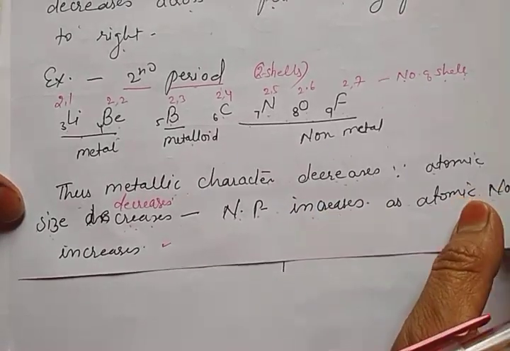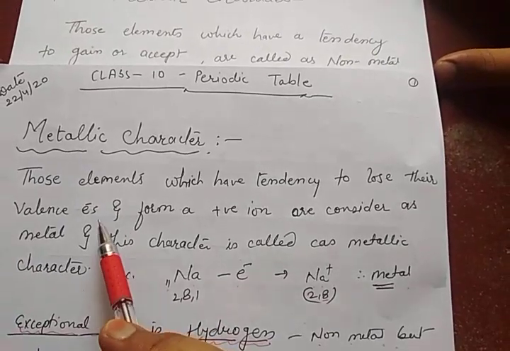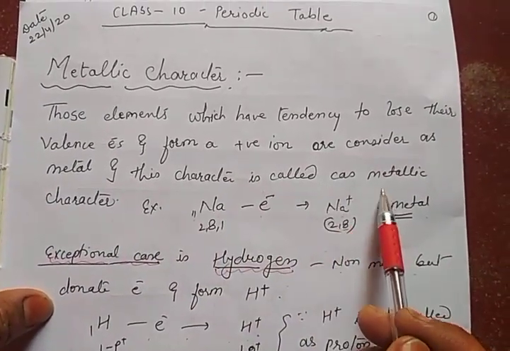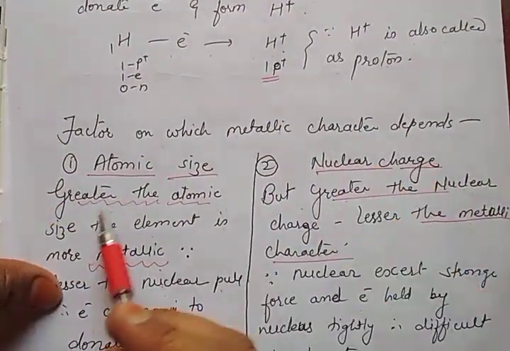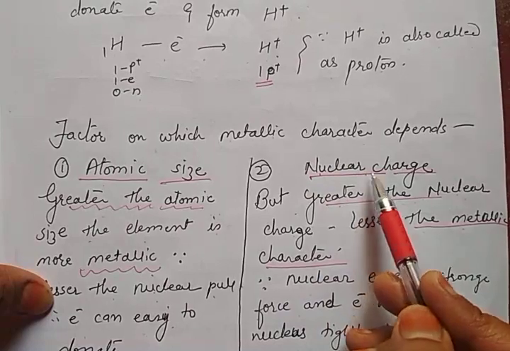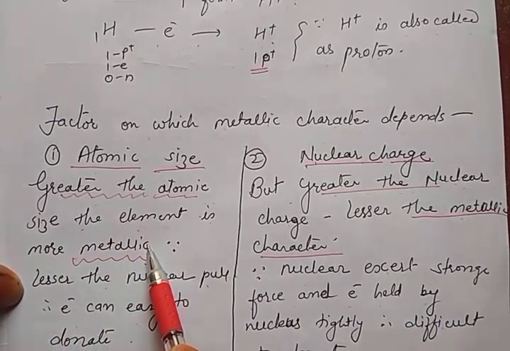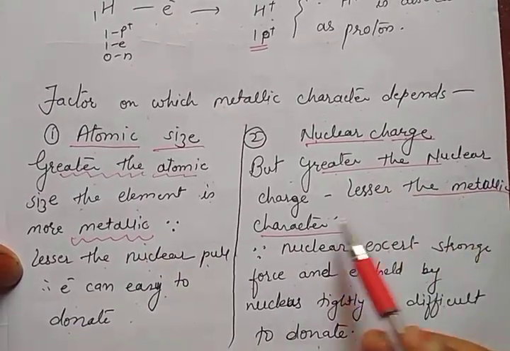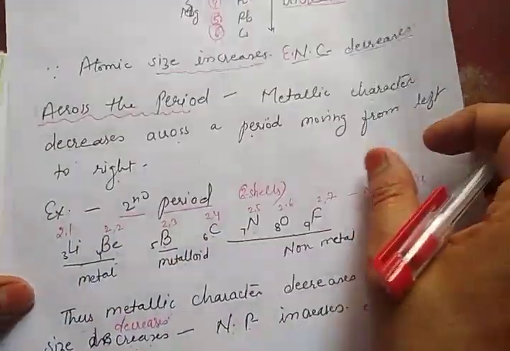So I repeat again, what do you mean by metallic character? Metallic character is the character by which the element has the tendency to donate electrons. The factors affecting the metallic character are atomic size and nuclear charge. The greater the atomic size, the more metallic the element is in nature. The greater the nuclear charge, the lesser the metallic character. The element will be less metallic in nature.